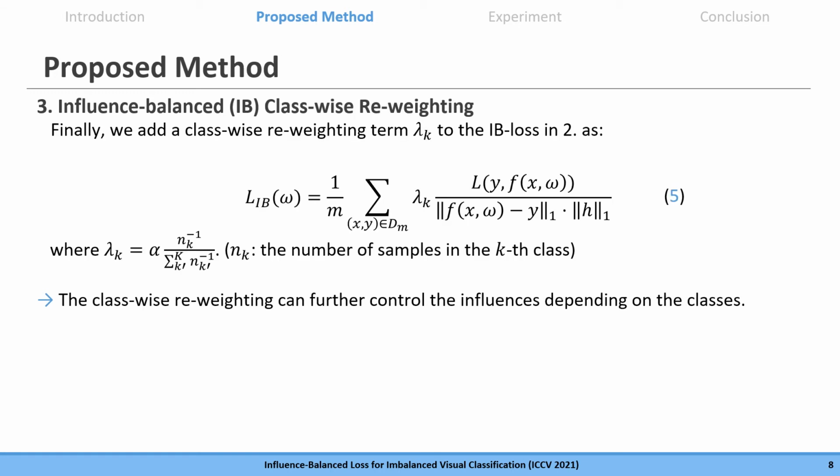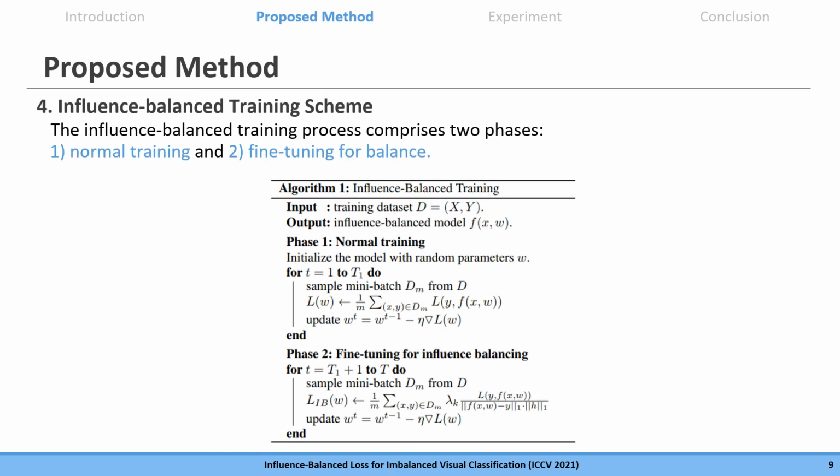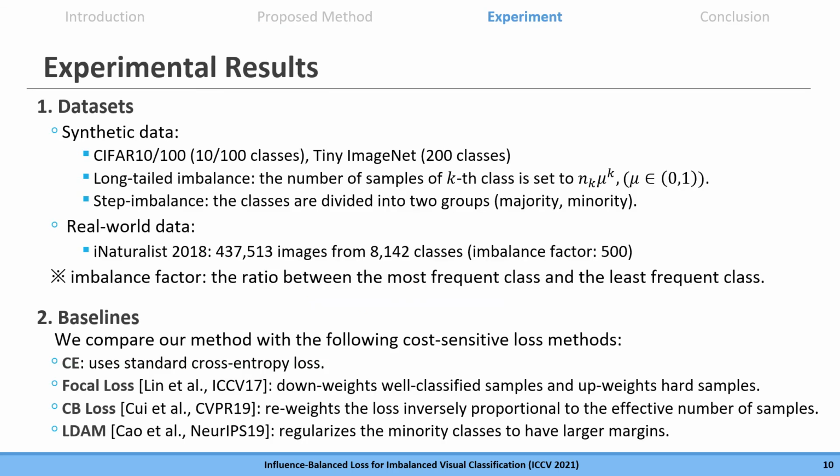Finally, we add a class-wise reweighting term lambda k to the IB loss. This class-wise reweighting can further control the influences depending on the classes. Lastly, the influence balance training process comprises two phases: normal training and fine-tuning for balance. Let's now move on to experimental results.